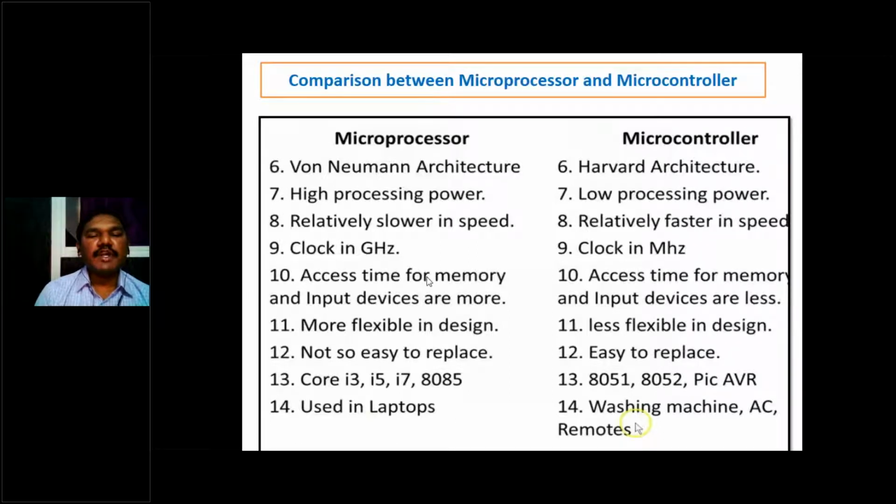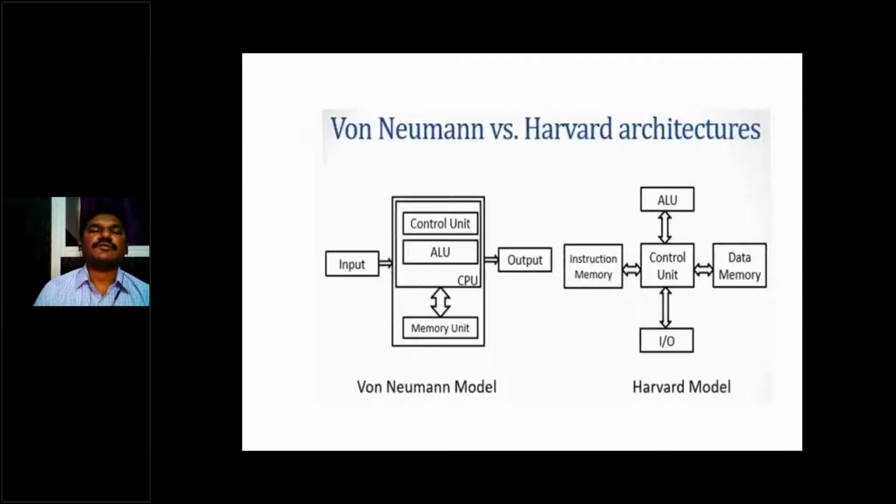Access time for memory and input devices is more because they are connected externally. Whereas in the case of the microcontroller, they are connected on the chip, so access time is very less. Like that, we have so many differences between microprocessors and microcontrollers. Microprocessors are used in laptops and desktops, whereas microcontrollers are used in washing machines and AC remotes, and I have already shown so many differences and applications of microprocessors.